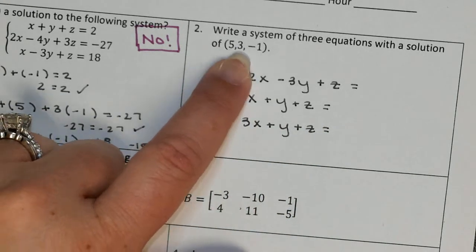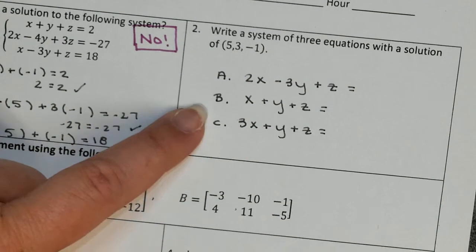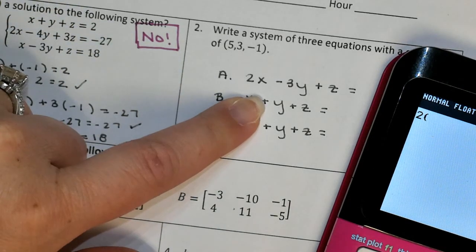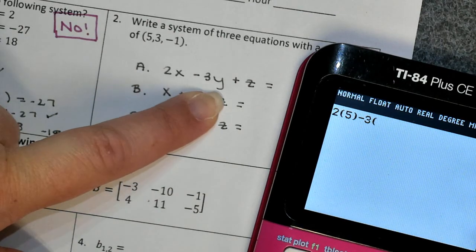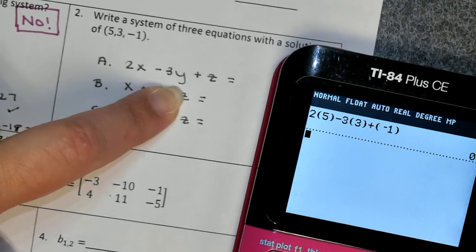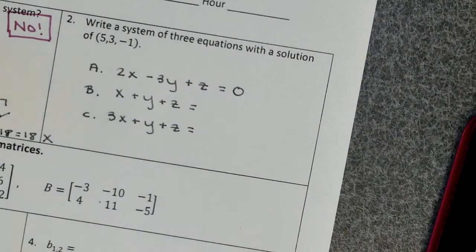If I plug in 5, 3, negative 1 to these equations, I just have to make them true. So I'm going to take my A equation. I'm going to plug in 2 times x was 5 minus 3 times y was 3 plus z was negative 1. And I know that when I type that in, I get 0, so I want this side to be 0, because if I plug that in, I know that equation is now true. Kind of cool? That's actually how I write your guys' problems.